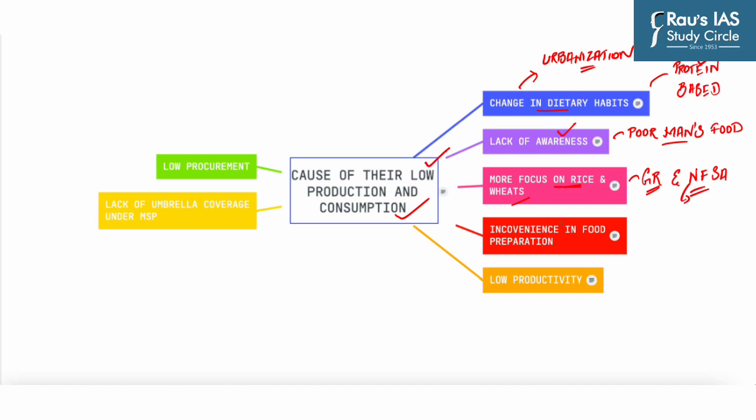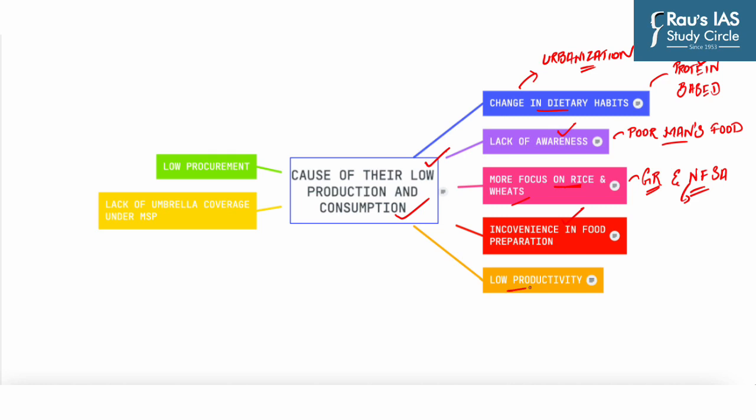Next challenge is inconvenience in food preparation. Now if we see in comparison with wheat dough, the gluten protein makes the wheat dough more cohesive and elastic. So the resultant breads come out light and fluffy, which is not the case with bajra or jowar.